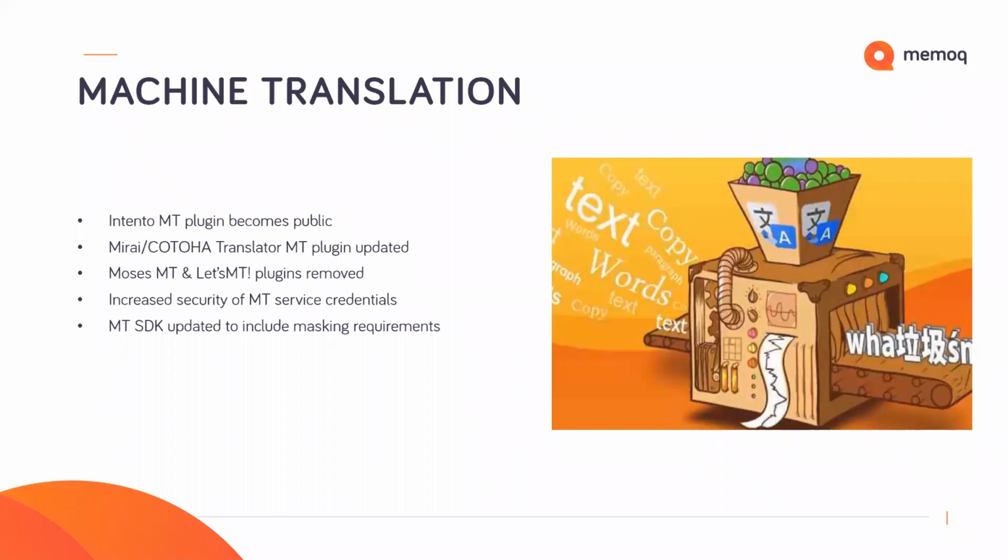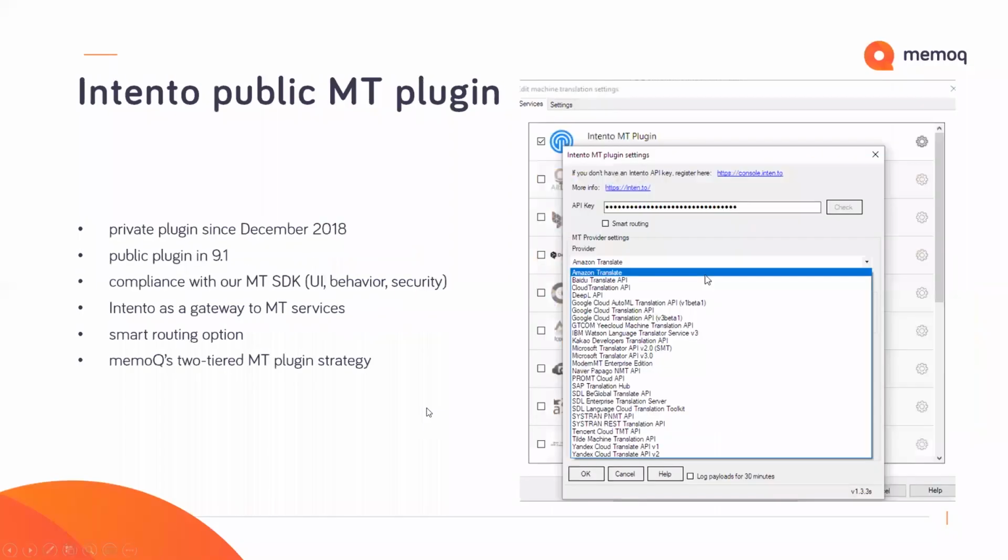Now, something a little bit more specific. As far as the Intento public MT plugin, first we need to take a quick look at what we mean by MT plugins. We have two sorts of MT plugins, private and public plugins. A public plugin is simply something that is incorporated into memoQ. So if you install memoQ 9.1, you will see under your resource console and MT settings, you will have the option to connect to Intento's MT services.